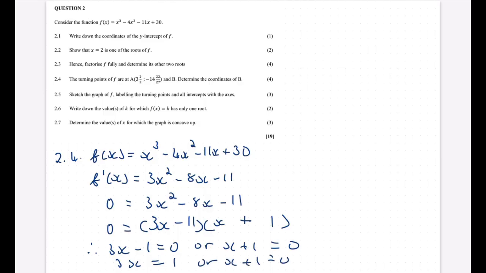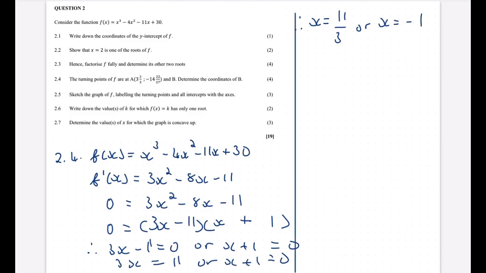3x is equal to 11 or x plus 1 is equal to 0. And so therefore x can either be, not minus 1 but minus 11, right? x will be 11 over 3 or x will be negative 1. These are the two x values that we found from making the gradient equal to 0. In other words, these are the two x values of the stationary points or the turning points, because it is only at the turning points where the gradient of the graph would be 0.